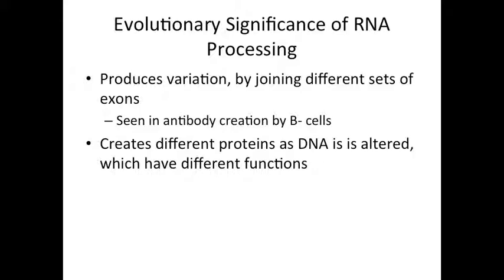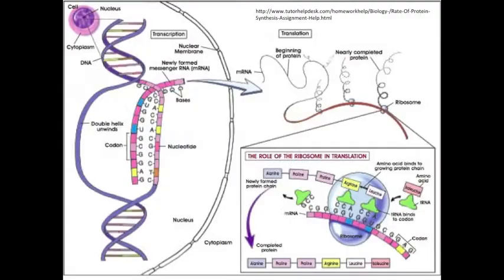by joining different sets of exons, and this is seen in the antibody creation by B cells in the immune system. RNA processing also creates different proteins as the RNA is altered, and the proteins have different structures, therefore resulting in different functions used in various parts of the body.